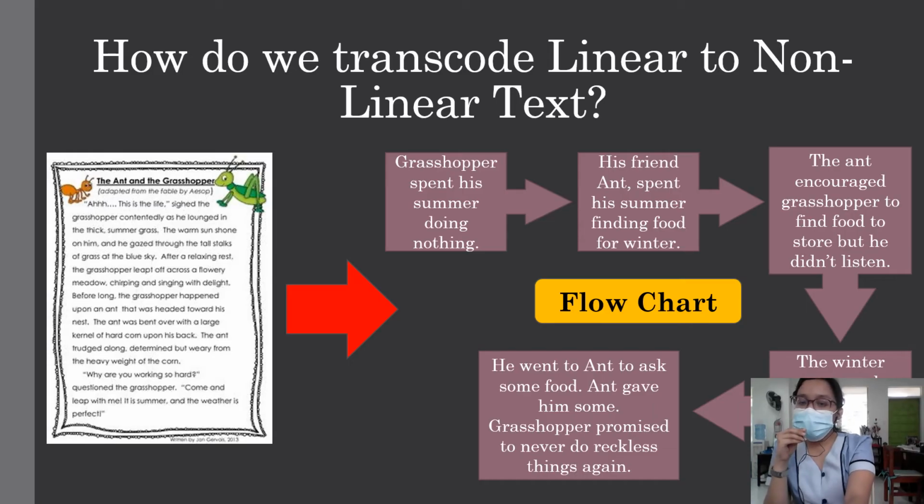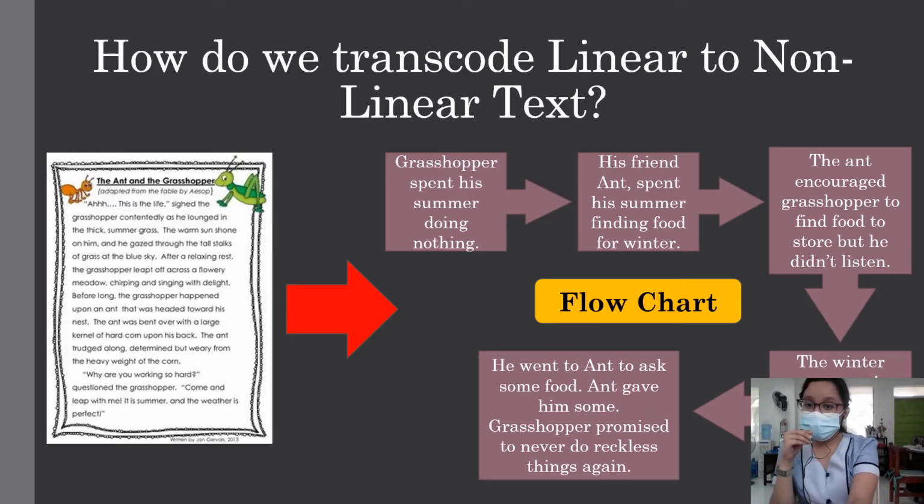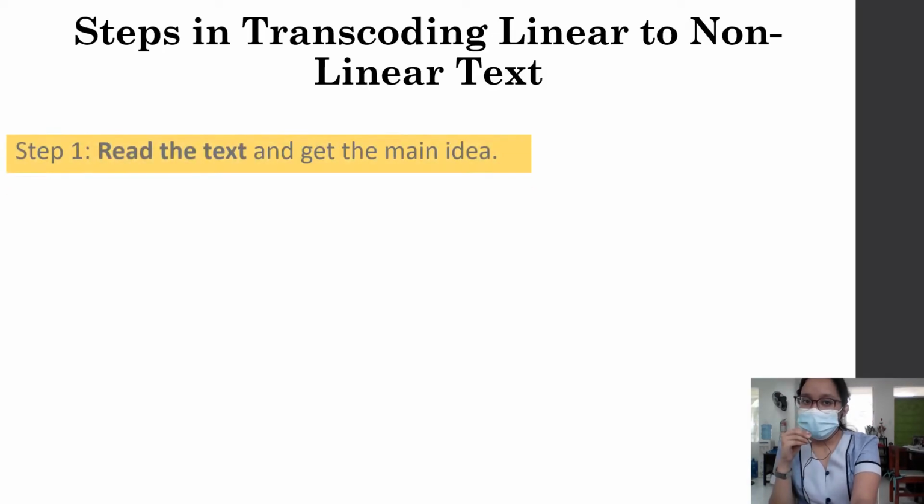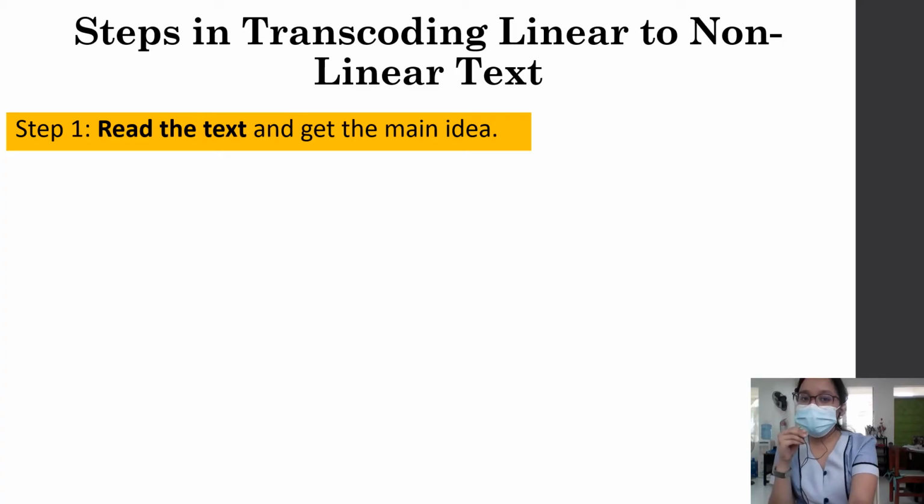An example of this graph is called a flowchart. These are the tips on how we are going to do that. Okay, step one, of course, we have to read the text in order to get the main idea. How do we transform a paragraph to graph? Of course, you have to understand first what it is all about.